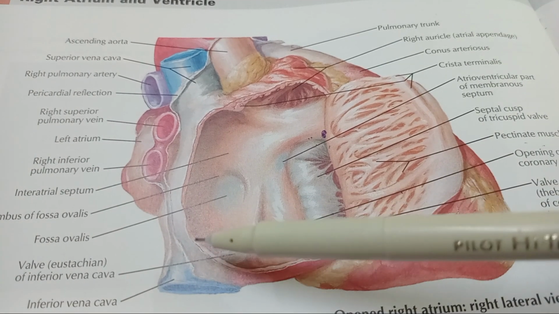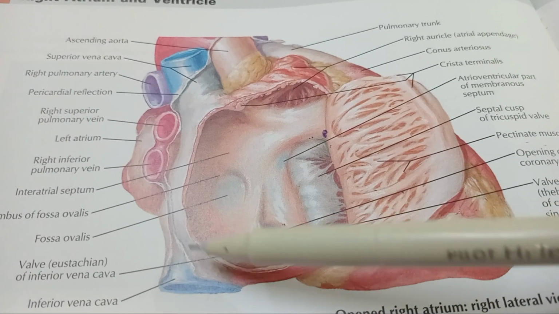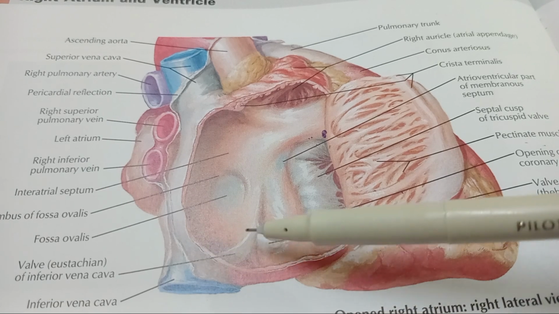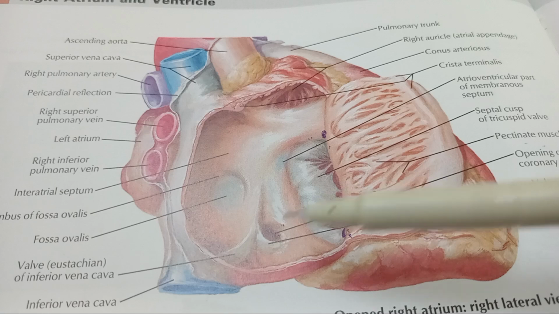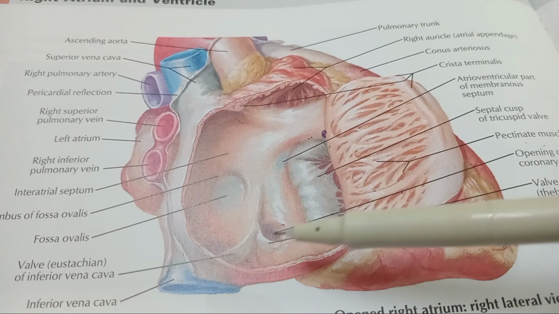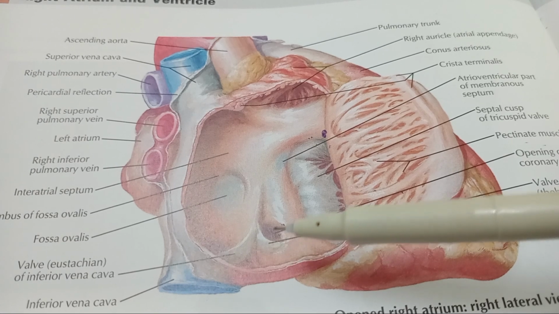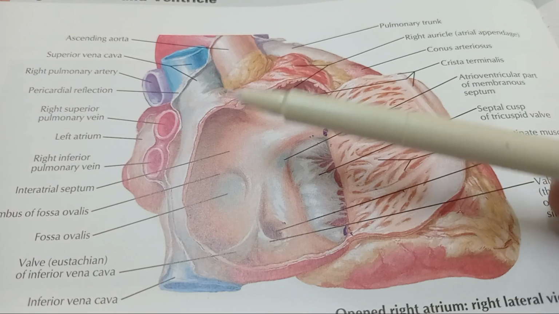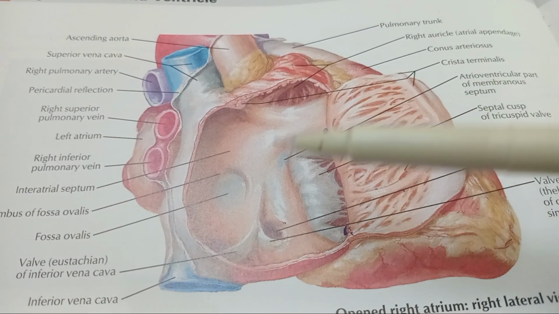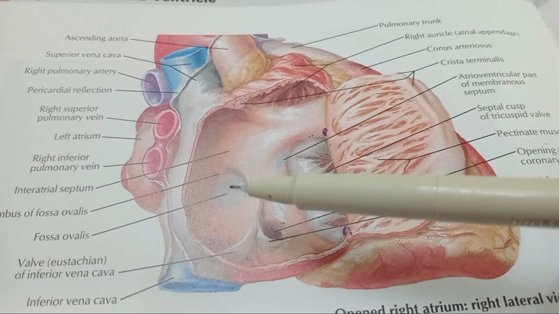In the inferior vena cava, the blood can move back, so it is to be prevented by a valve. The valve present at the inferior vena cava is called the Eustachian valve. The valve at the coronary sinus opening is called the Thebesian valve. Another structure you see on the inner side of this right atrium is this fossa. This depression is called the fossa ovalis.